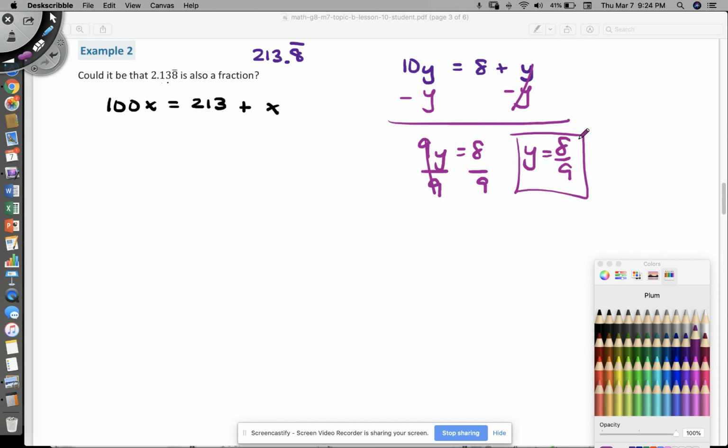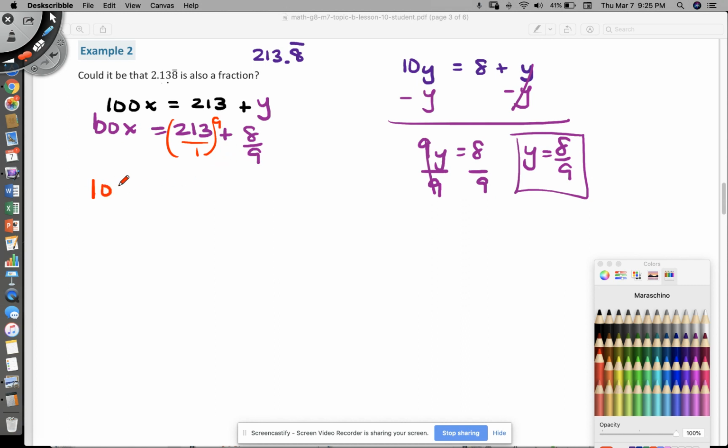Now I'm going to take that number and I'm going to plug it back into this problem. So instead of an x being here, I'm actually going to put in my y answer there. So I get 100x equals 213 plus 8/9. Now I can find a common denominator here if we want. We can say this is over 1, so I need to multiply this whole thing by 9.